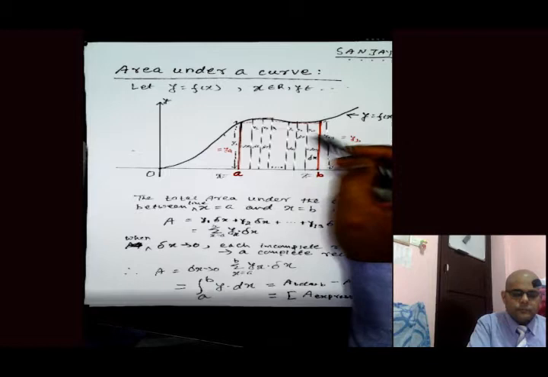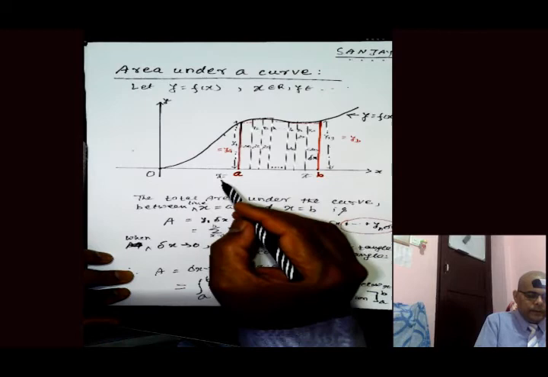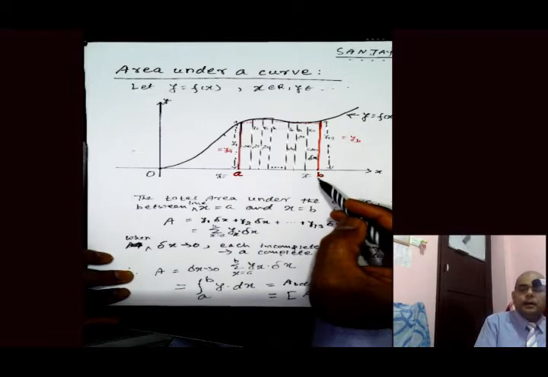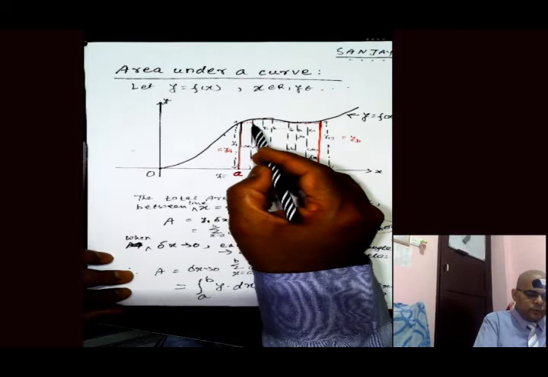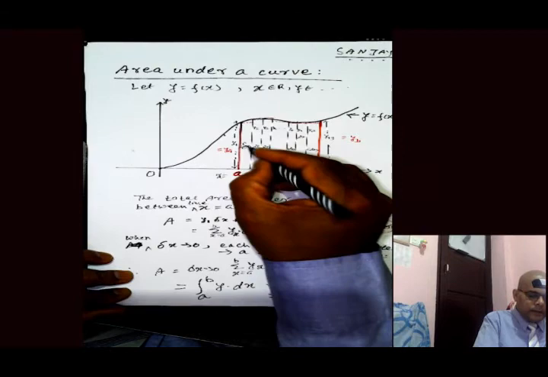Okay, so the general theory is that when you add the area of all these rectangles, that gives you the area under the curve between x equals a and x equals b, where a is the lower limit and b is the upper limit in this case. For example, if you consider this to be a rectangle, then the area of this rectangle is height, you can see this is y1, and its width is delta x. We write delta x, all right. Delta x means it's a very small width, all right.